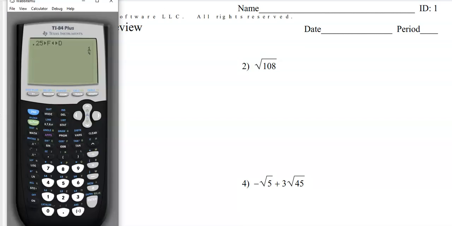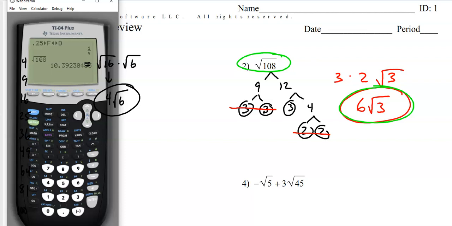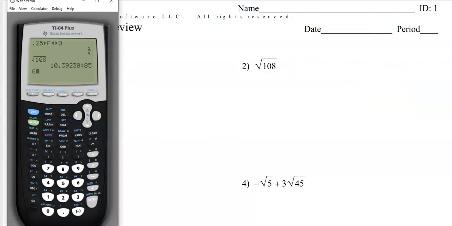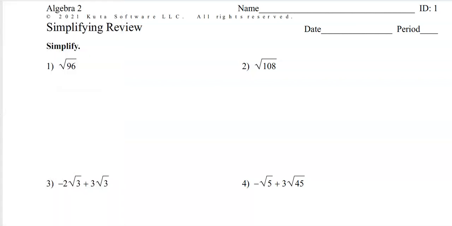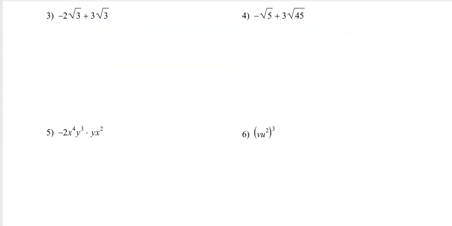But that's good enough. So I'm going to punch in the square root of 108, and I get a decimal, 10.39. And then what did I think? I thought the answer was 6 radical 3. So let's try that one. I'm going to type in 6 times the square root of 3. Enter. And hey, they're both 10.39, so I know I did this problem right. So it might be worth just doing that extra little step to make sure that things are going well for you. Keep on going.